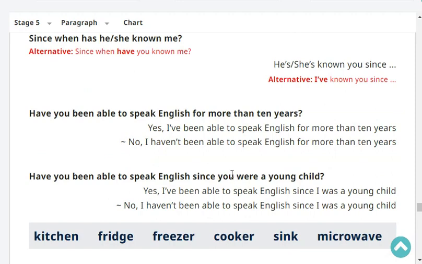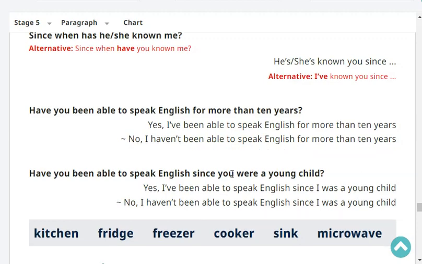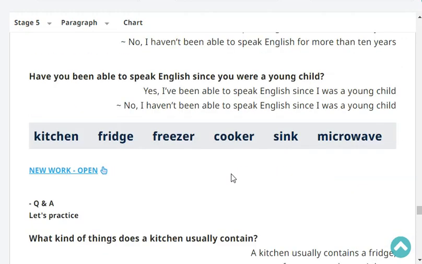Have you been able to speak English for more than 10 years? Yes or no? Yes, I've been able to speak English for more than 10 years. Very good. Have you been able to speak English since you were a young child? No, I haven't been able to speak English since I was a young child. Very good. And that's the end of our revision.